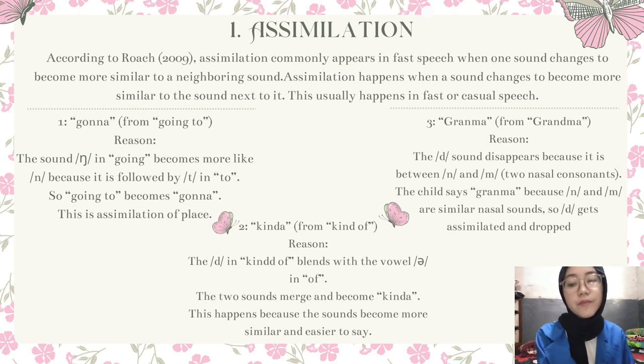Number 3 is grandma, from grandma. The reason is the D sound disappears because it is between N and 2 nasal consonants. The child says grandma because N and are similar nasal sounds. So the gets assimilated and dropped.